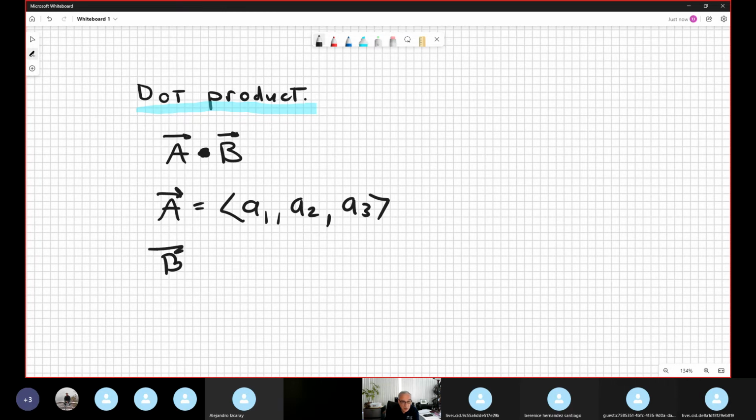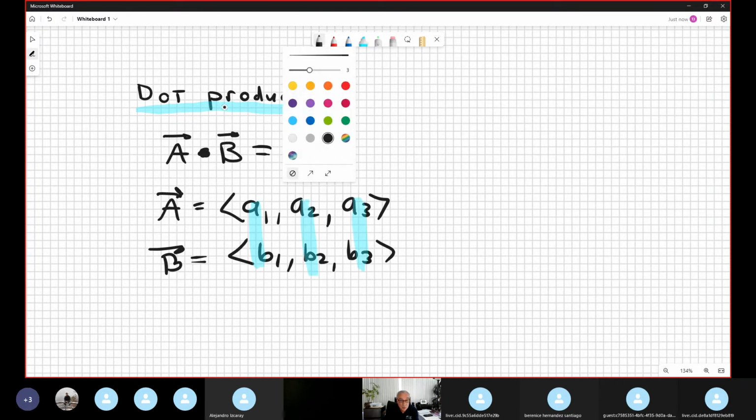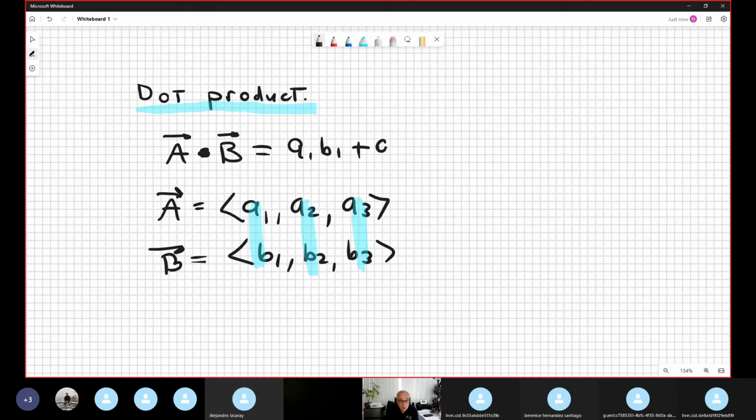And the b vector, again, has 3 components, b1, b2, b3. And the dot product is multiplication, but component by component. You multiply a1 times b1, this times this. So you match it, component by component, multiplication, plus a2 b2, plus a3 b3. Okay? This is the dot product.